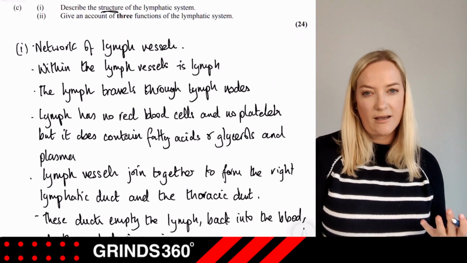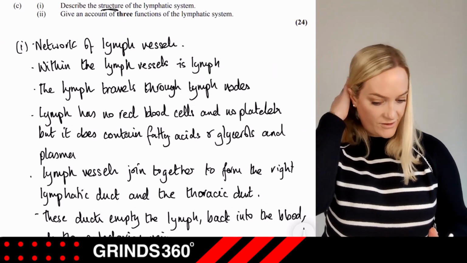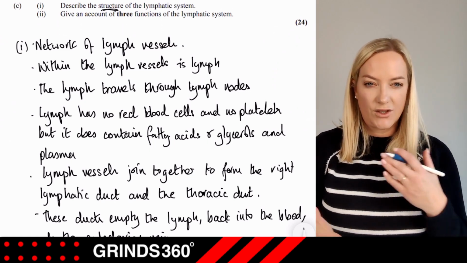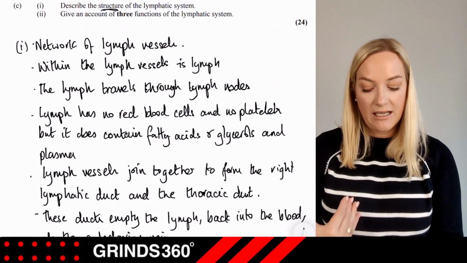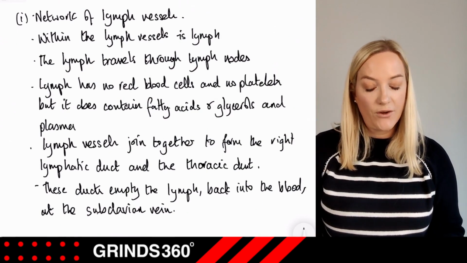So we've really gone a bit over and above there. So, describe the structure of my lymphatic system. Let's look back at our answer. Are we answering the structure there? So it's a network of vessels. We've said within the lymph vessel is lymph. The lymph travels through lymph nodes.